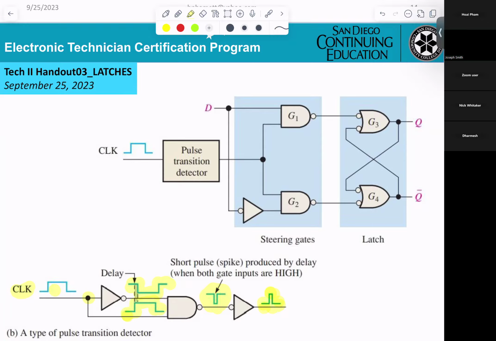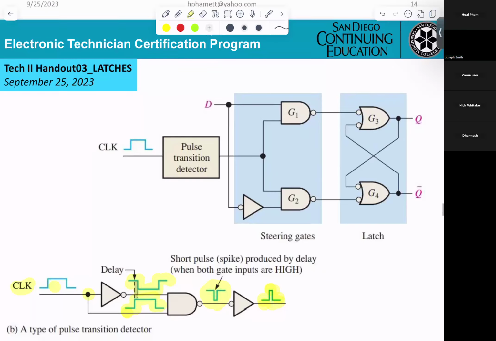However, when you are working on this lab, you don't need that. You already get the P clock or N clock. They will do it for you.